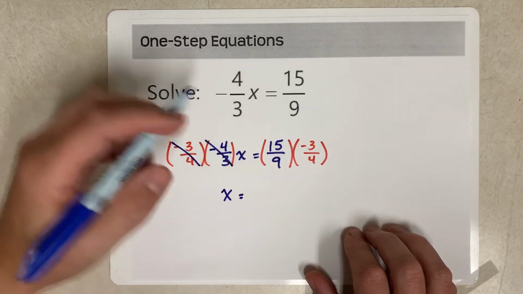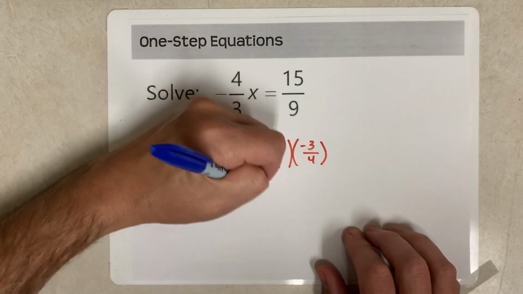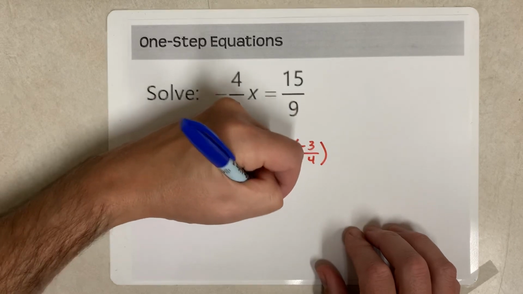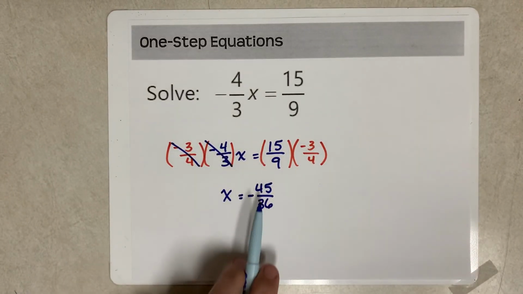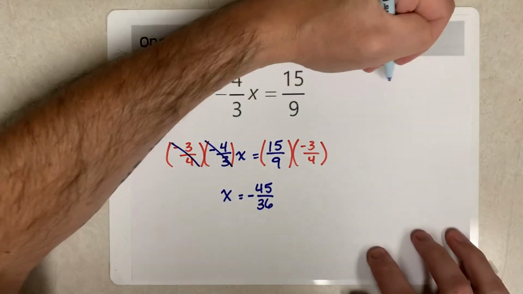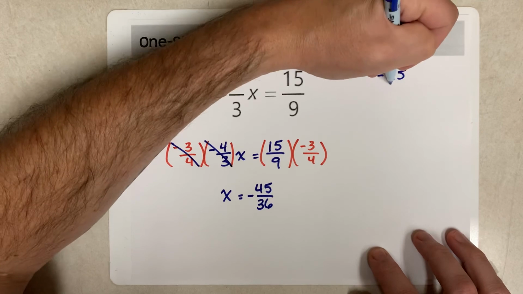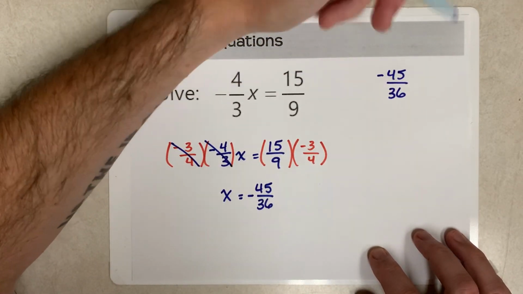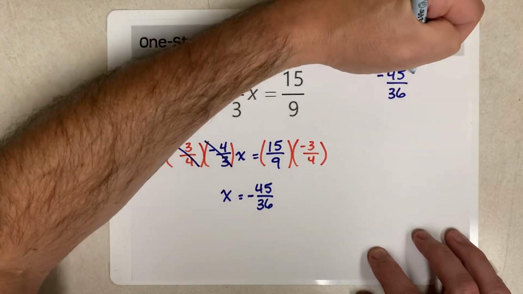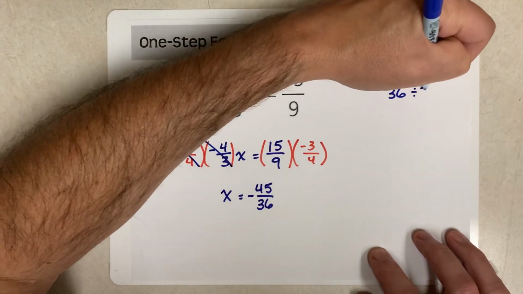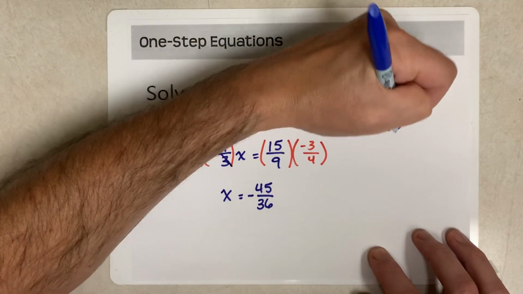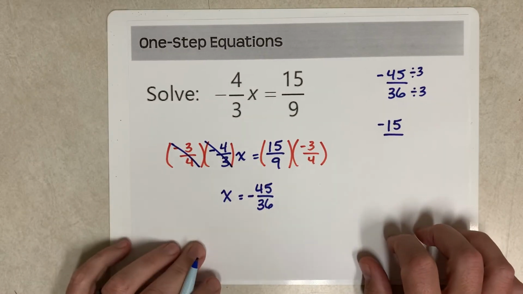So 15 times 3 is going to be, what, 45? And 9 times 4 is 36. And it's negative. This fraction has not been simplified. That's not in reduced form. So let's see if we can do that. Negative 45 over 36. Both of these numbers are divisible by 3. They both have a factor of 3 in them. So if I divide by 3 and divide by 3, I'm going to get negative 15 over, and 36 divided by 3 is what? 12?